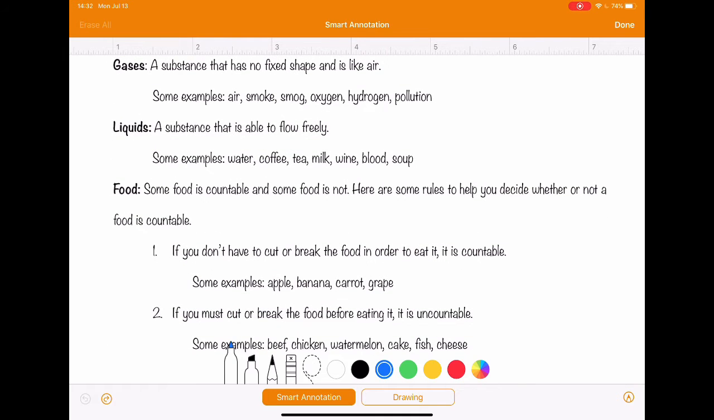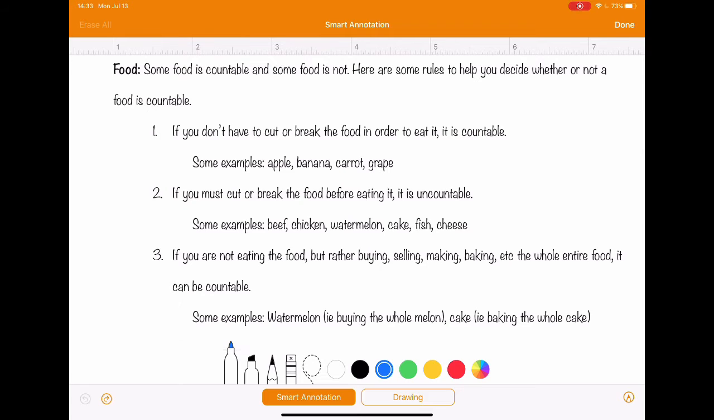Next, two categories that go together. Some uncountable nouns are nouns that don't take a clear form, or they have a form that's more fluid or changing. So two examples of this would be gases and liquids. A substance that has no fixed shape and is like air would be a gas. So some examples of that are air, smoke, smog, oxygen, hydrogen, pollution. And then liquids are substances that are able to flow freely. So examples of that would be water, coffee, tea, milk, wine, blood, soup. Those are all considered uncountable nouns.